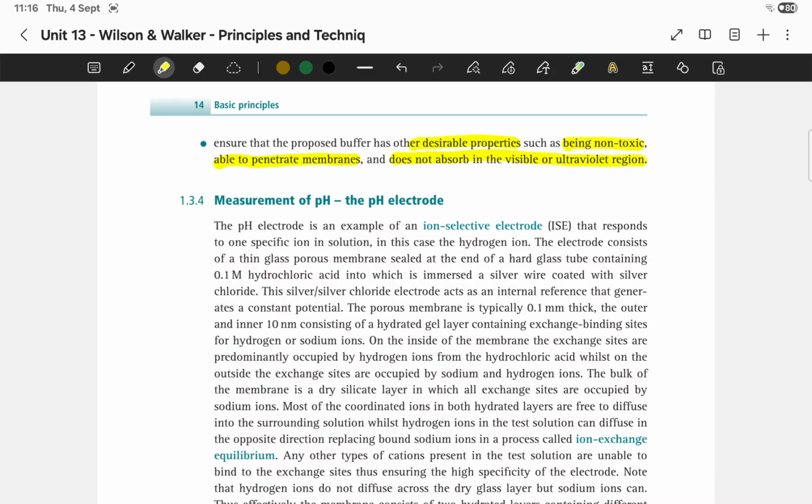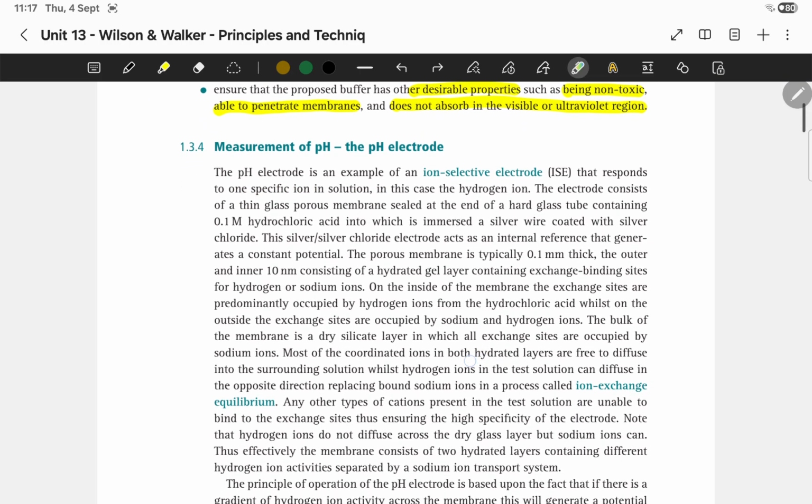Measurement of pH, the pH electrode. The pH electrode is an example of an ion selective electrode that responds to one specific ion in solution, in this case the hydrogen ion.